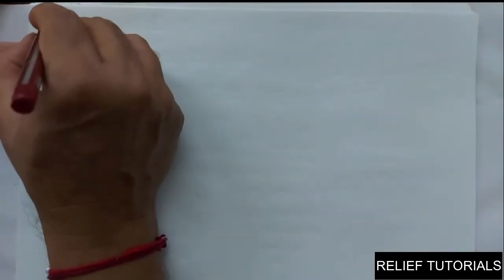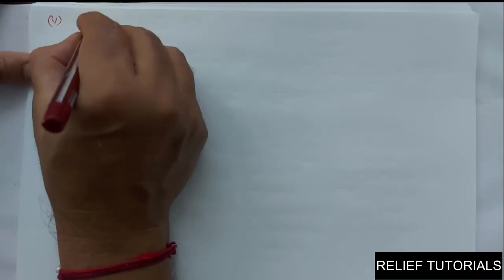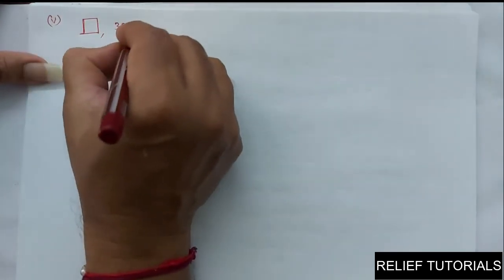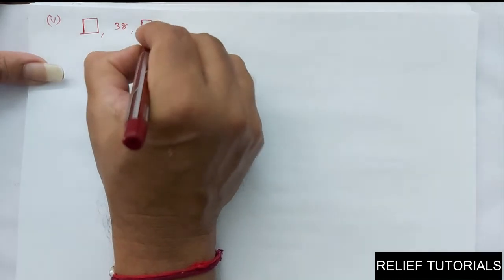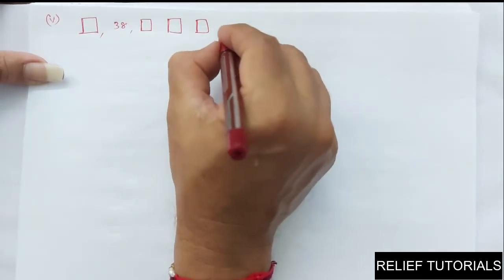question of this sub-question C now. Fifth. Box, 38. Box, minus 22.